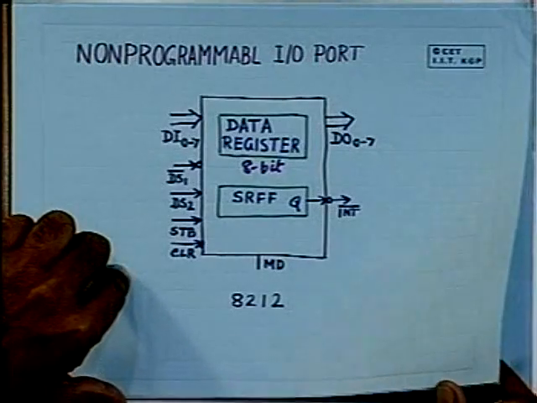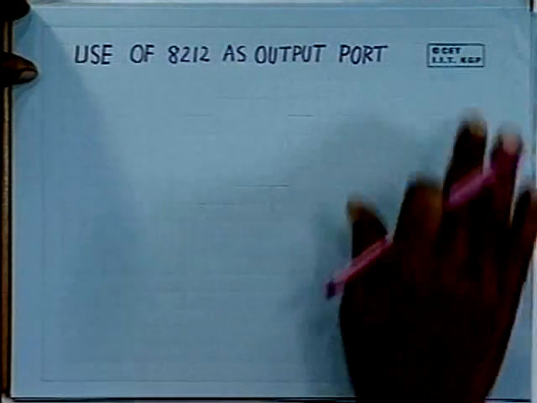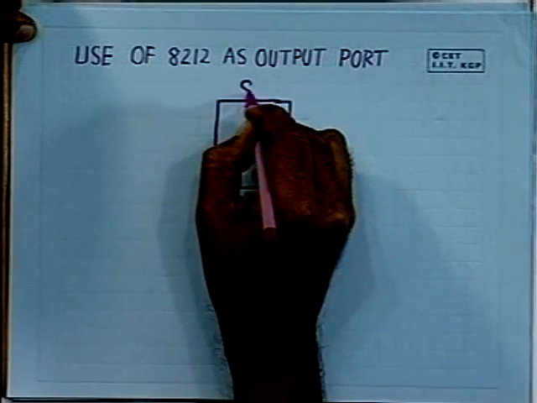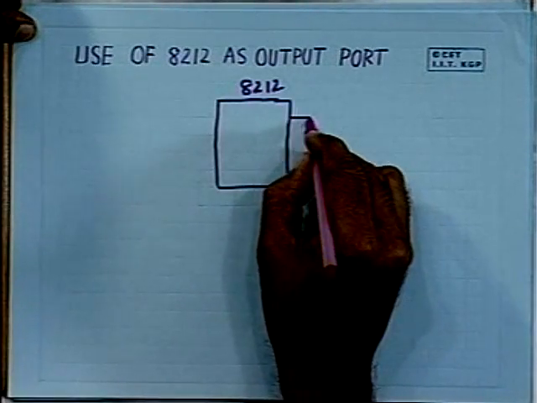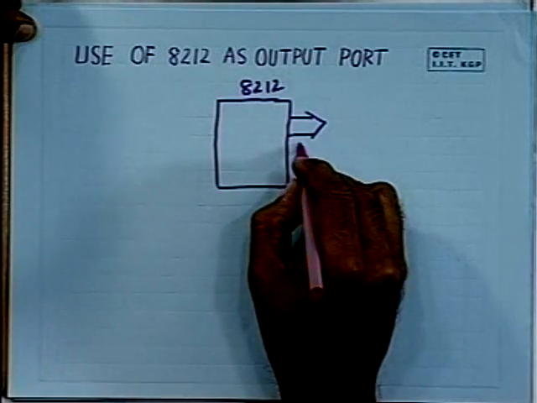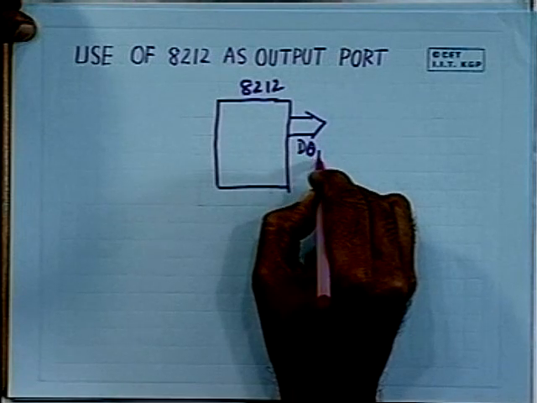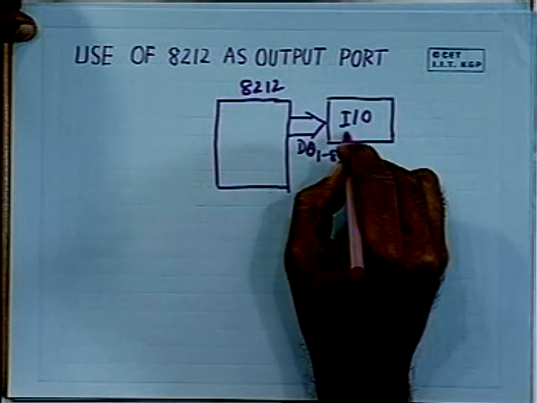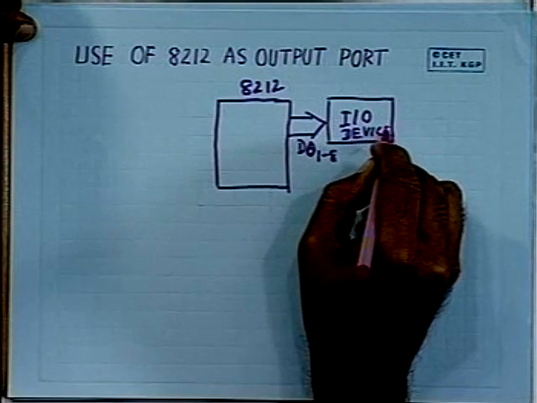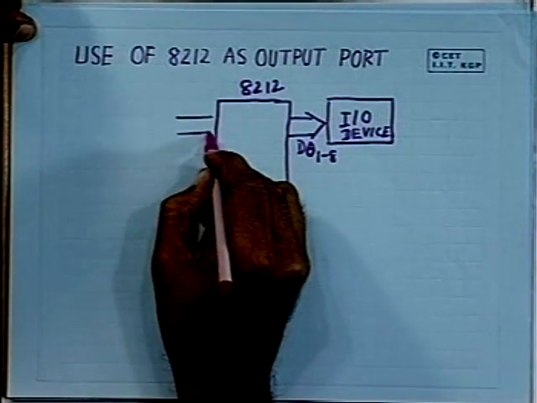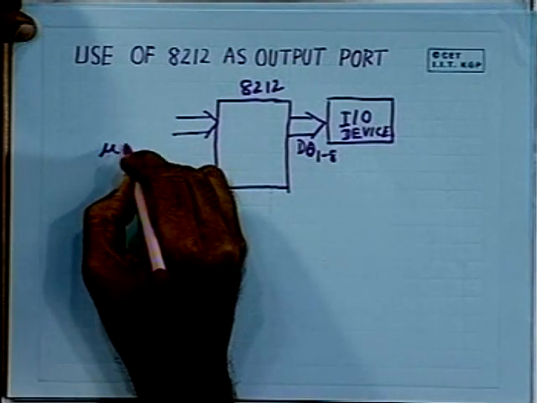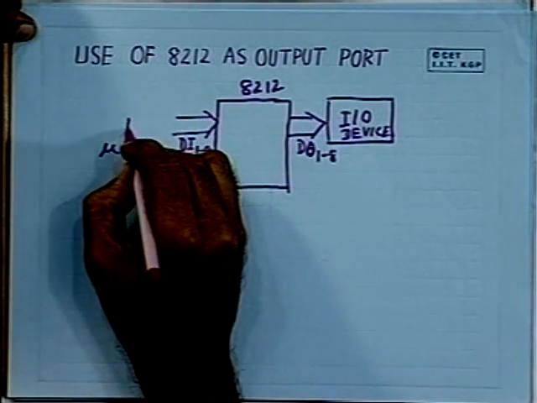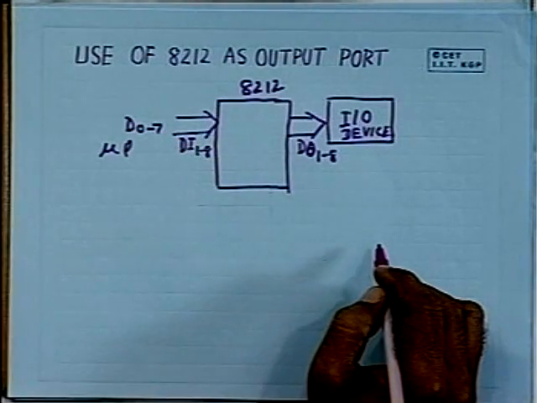Let us start with the use of 8212 as output port. So here is your 8212, and it is being configured as an output port. So this side, say DO 1 to 8, will go to some I/O device. On the other hand, the input side has to be connected to the microprocessor data bus. So DI 1 to 8 has to be connected to, say, D0 to D7 of the microprocessor.